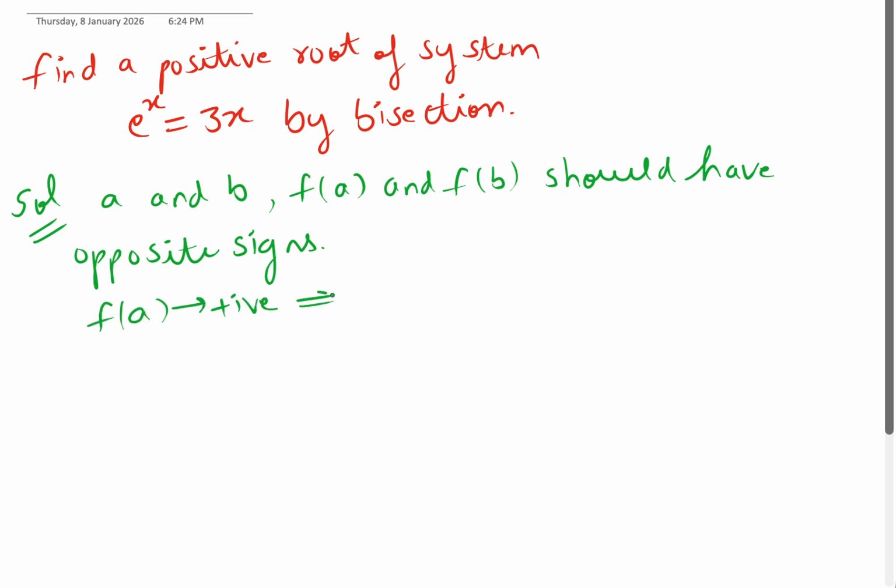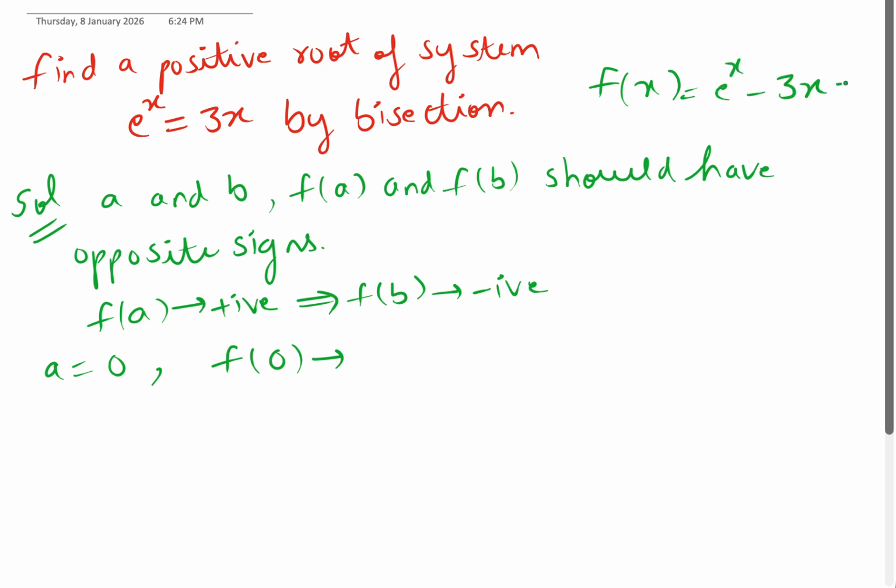If f(a) is positive, then f(b) should be negative, or vice versa. Okay, so if I take, let's say, a equals 0, that is just my assumption. Let me try this. What will be f of 0? Whatever equation is given to me, I'm changing it to f(x) = e raised to the power x minus 3x = 0.